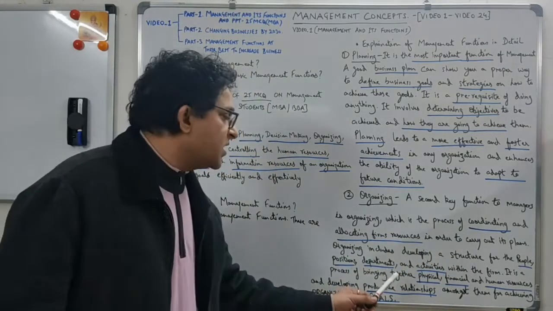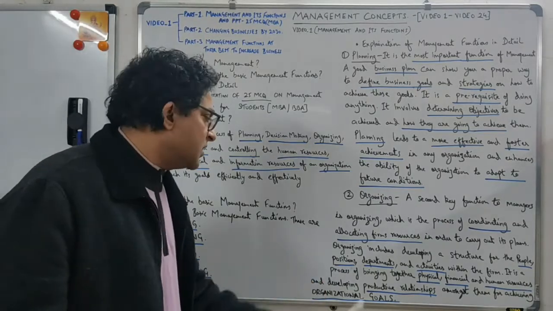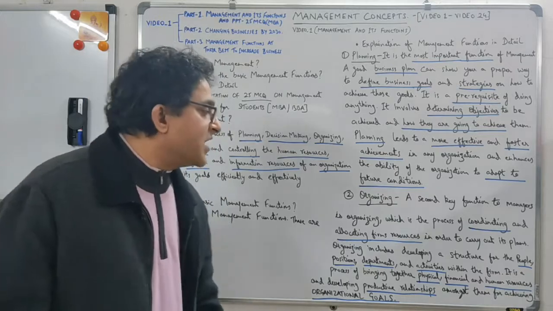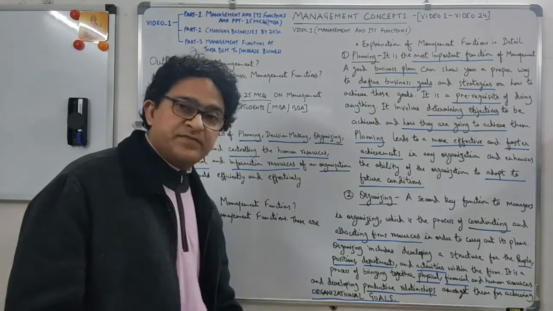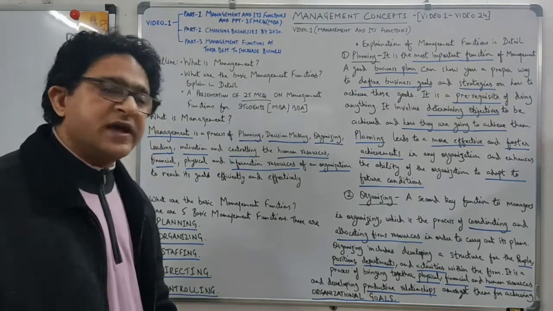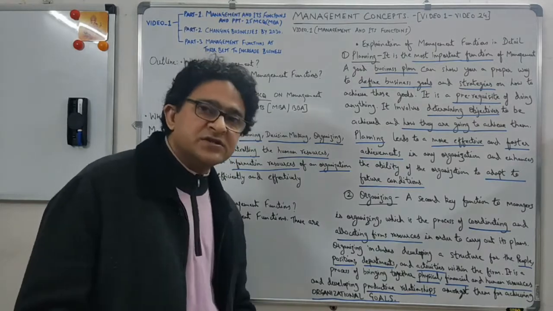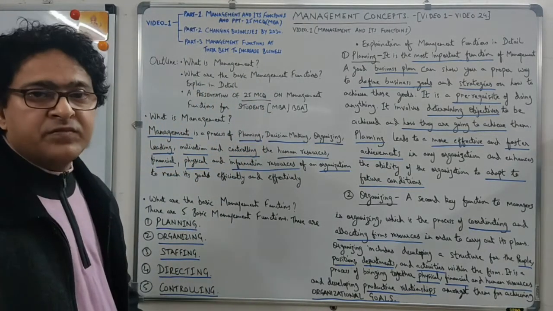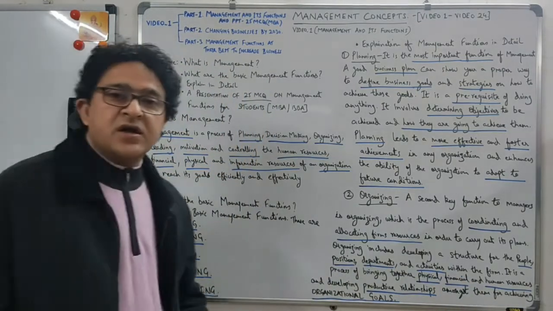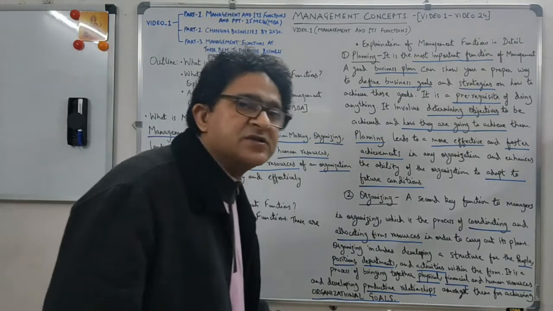Organizing includes developing a structure for the people, positions, departments, and activities within the firm. Okay. It is a process of bringing together physical, financial, and human resources, and developing productive relationships amongst them. Amongst physical, financial, and human resources, there should be productive relationships for achieving organizational goals.